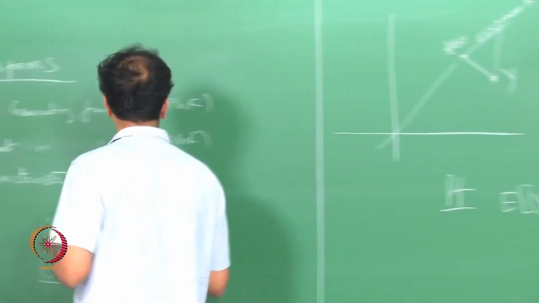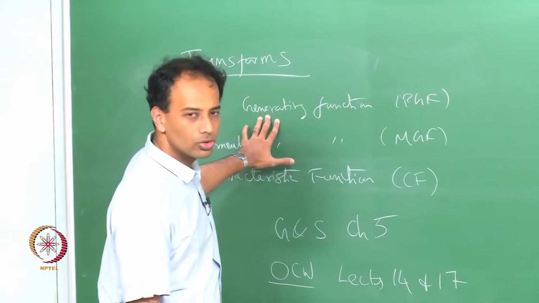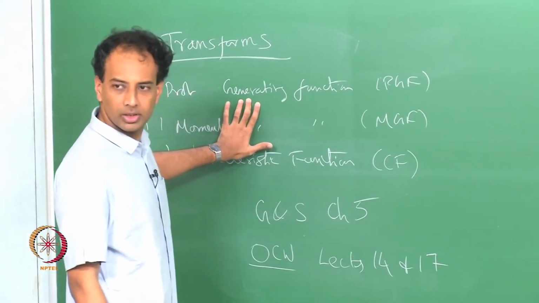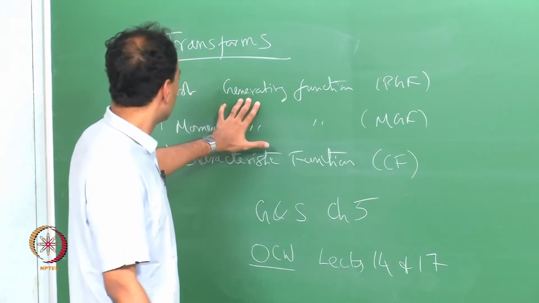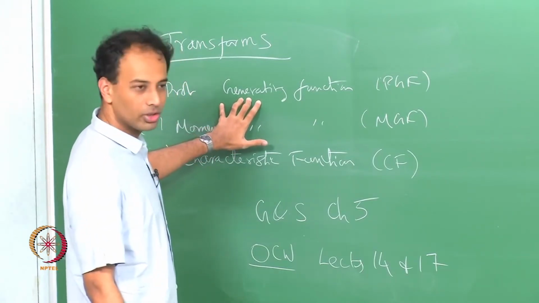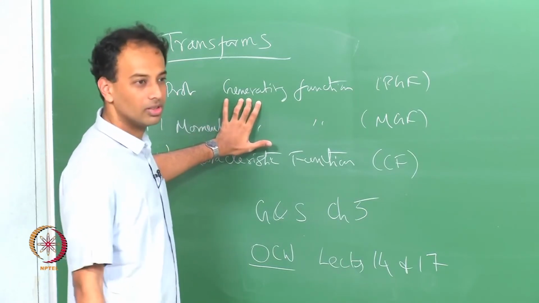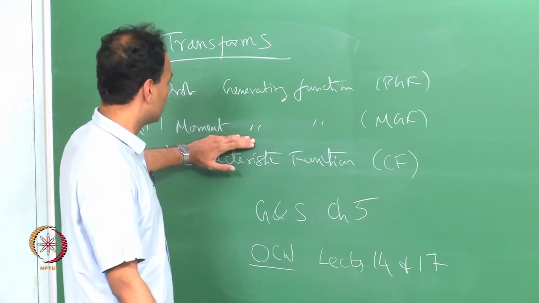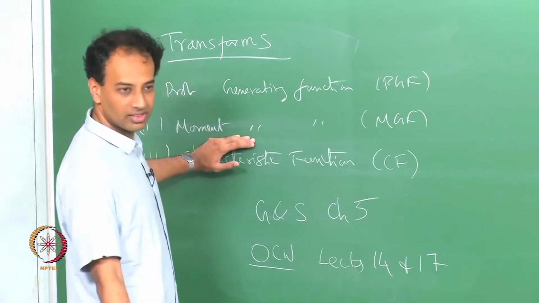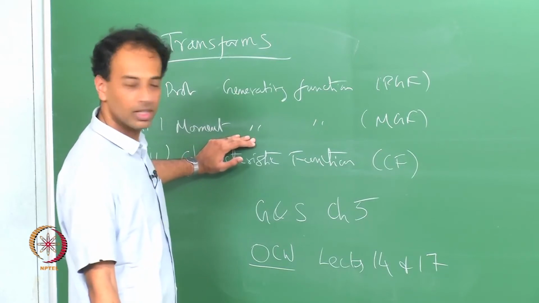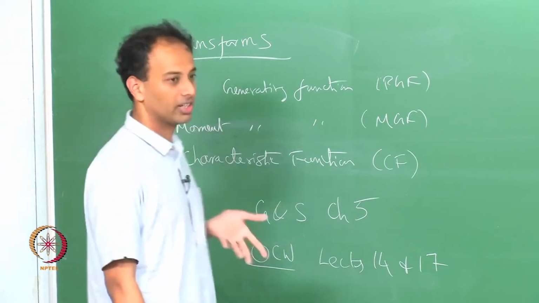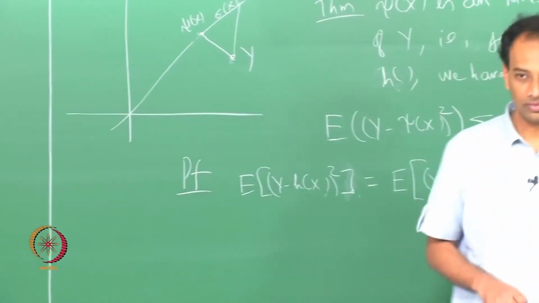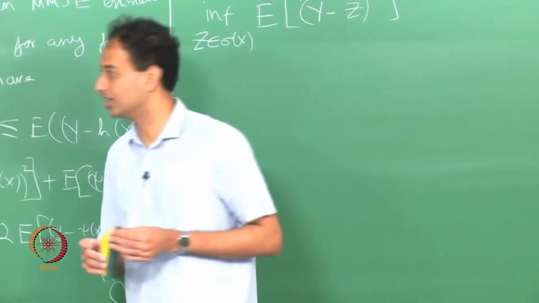So, this probability generating function is commonly used for discrete random variables, particularly integer valued random variables. This is akin to your Z transform for your discrete time signals, right. And moment generating function is similar to Laplace transform, and characteristic function is similar to Fourier transform, okay. In some rough sense we will see, we will see properly.